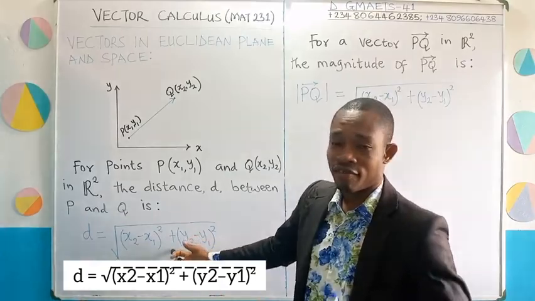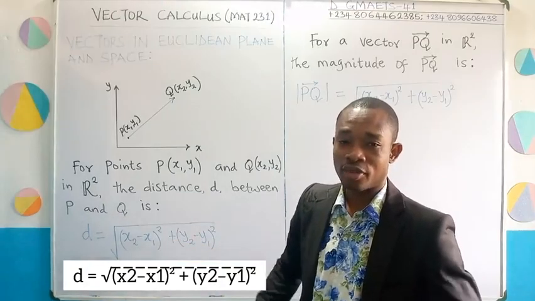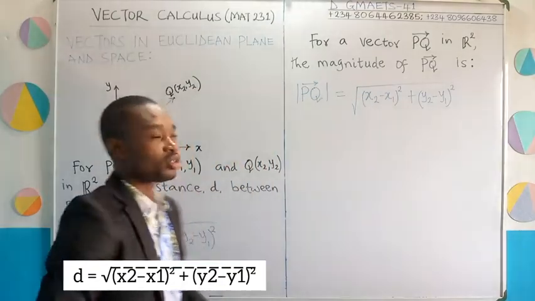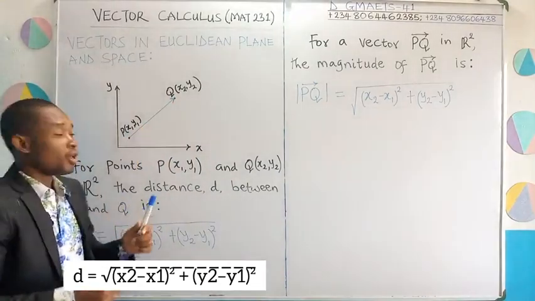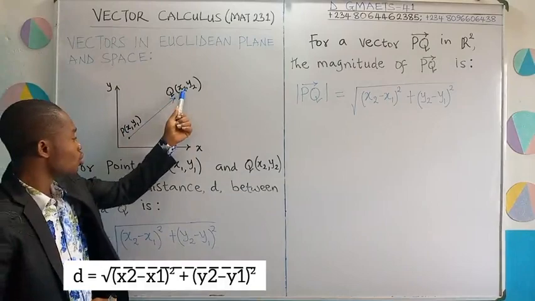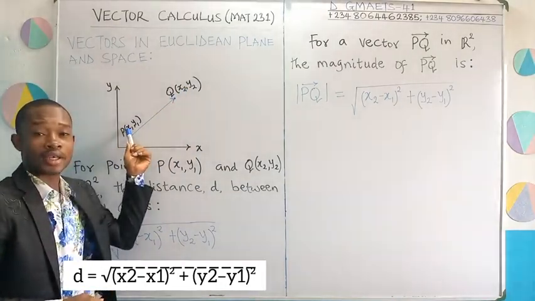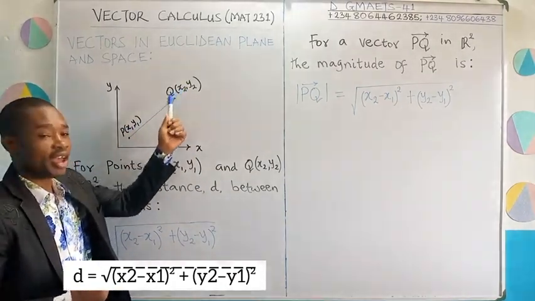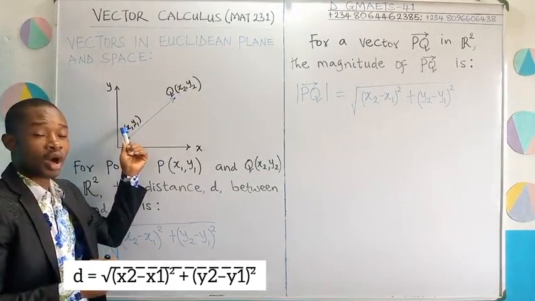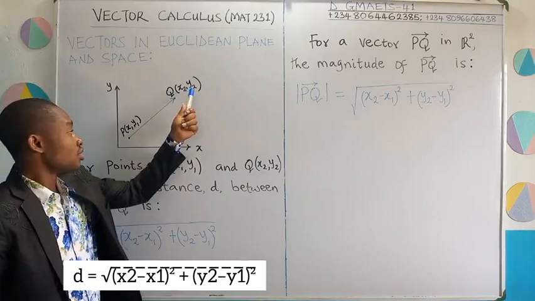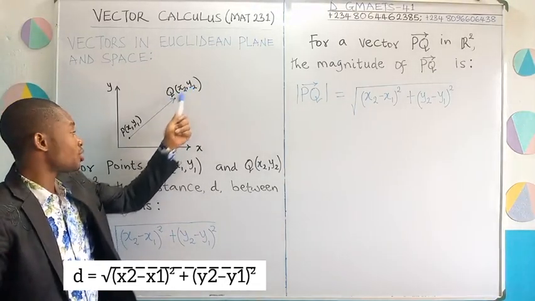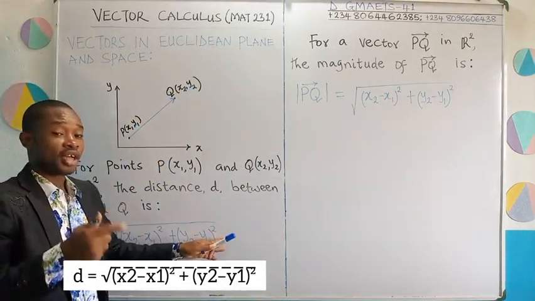You see the formula very clearly written here on the board. All you just have to do to obtain the distance between these 2 points is to take x2 minus x1. That is the final value of x minus the initial value of x. You're going to square it and then plus, do the same for y: y2 minus y1, and then you square it.